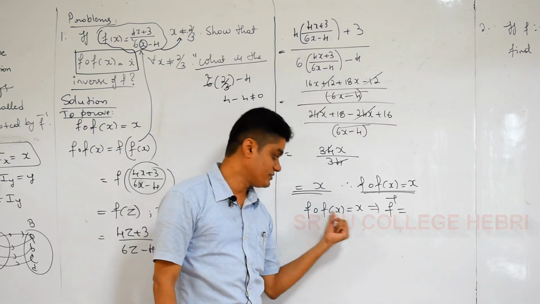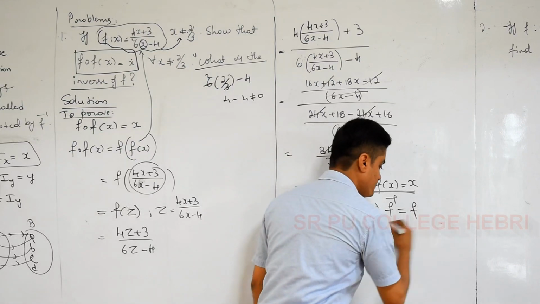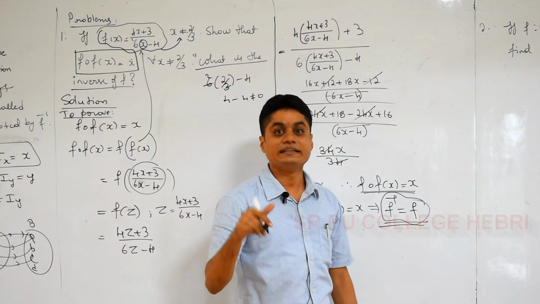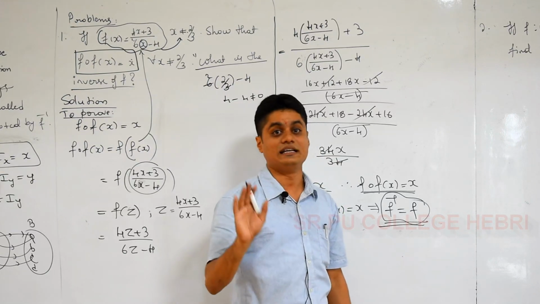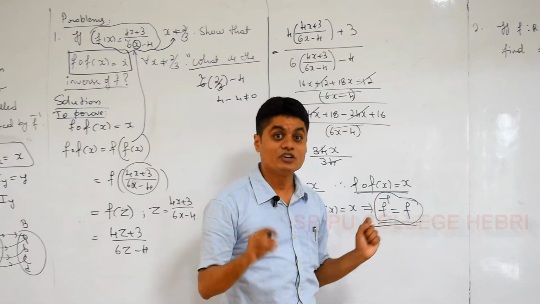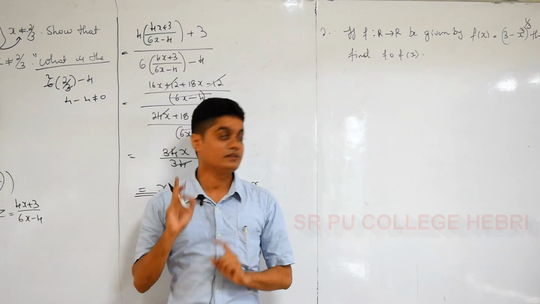Instead of g, we have f itself. So the inverse of f is itself. If f of x is equal to x, then the inverse of the function is itself. Is that clear? If f of x is equal to x, then the inverse of the function is itself. I am not writing this statement down, you have to remember it.